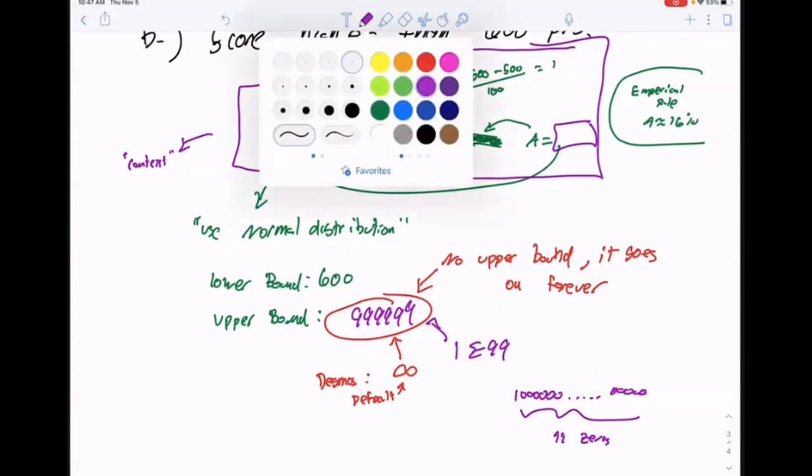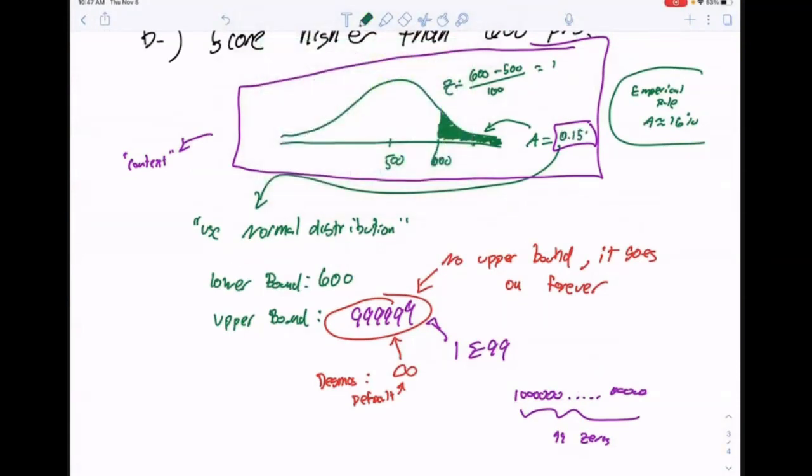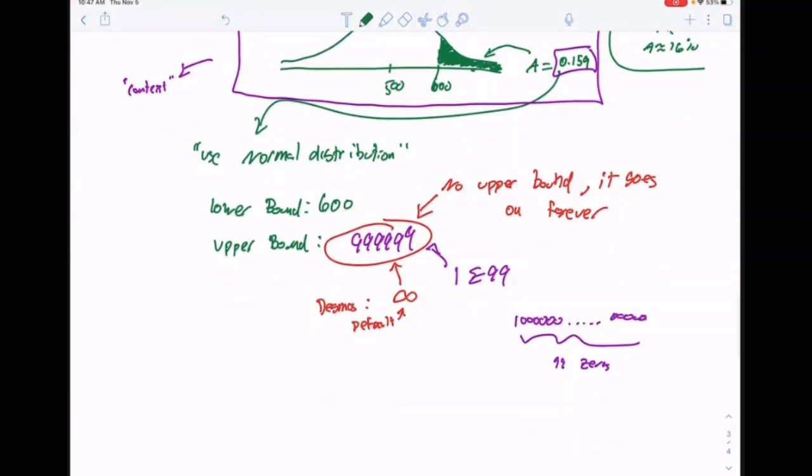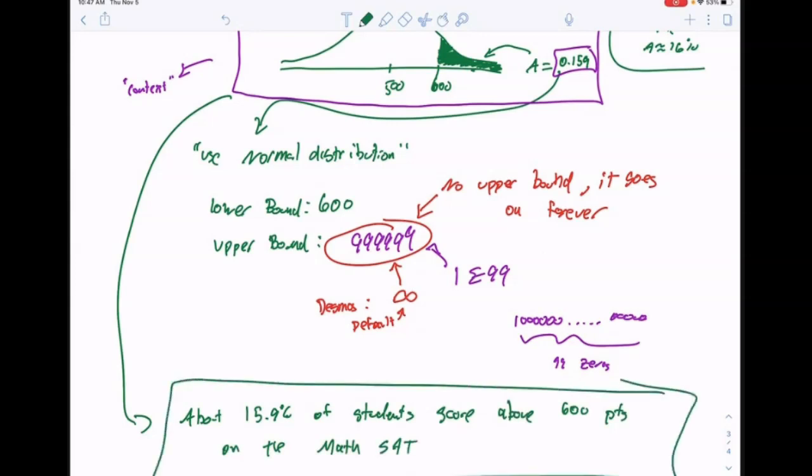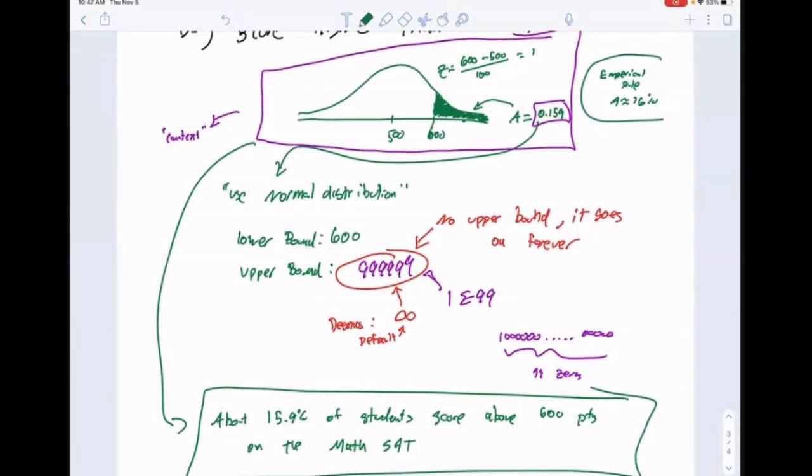And then the answer is 0.159. So my final answer is about 15.9% of students score above 600 points on the math SAT. Those two pieces that are boxed are both part of the answer.